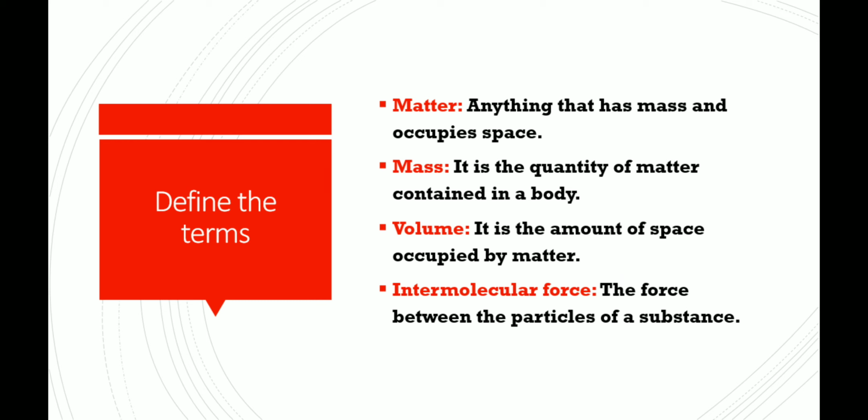The next question, that is E, given that define the terms. The first one is matter. Matter, it is anything that has mass and occupies space. Second one is mass. It is the quantity of matter contained in a body. Third one, volume. It is the amount of space occupied by matter. Fourth one, intermolecular force. The force existing between the particles of a substance.